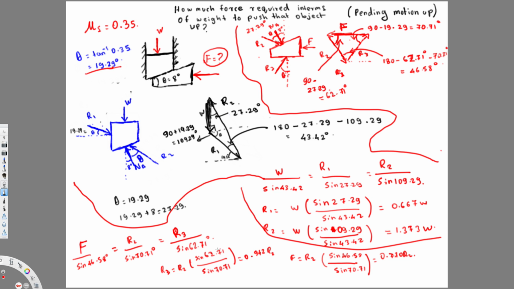So we have R3, right? The relationship between R3 and R2. Since we don't have enough space, for the final answer, if you like, you can create another equation with R3. F is equal to R3 times sine 46.58 over sine 62.71, and if you do that, you will get F comes out to be 1.06 W. So this is the final answer. This is how we find this F, and that's it.